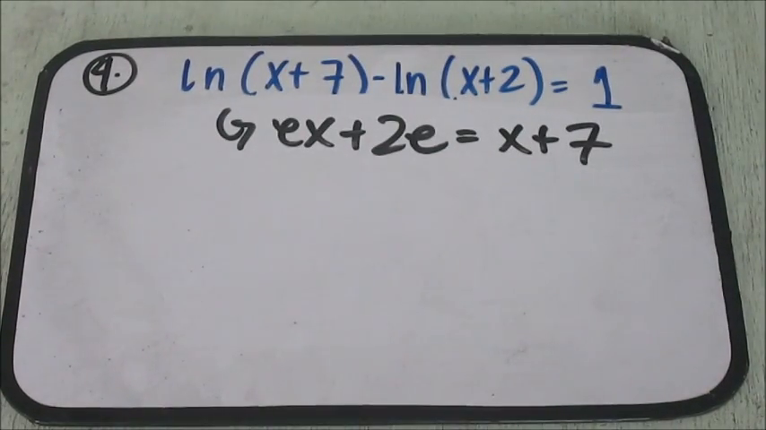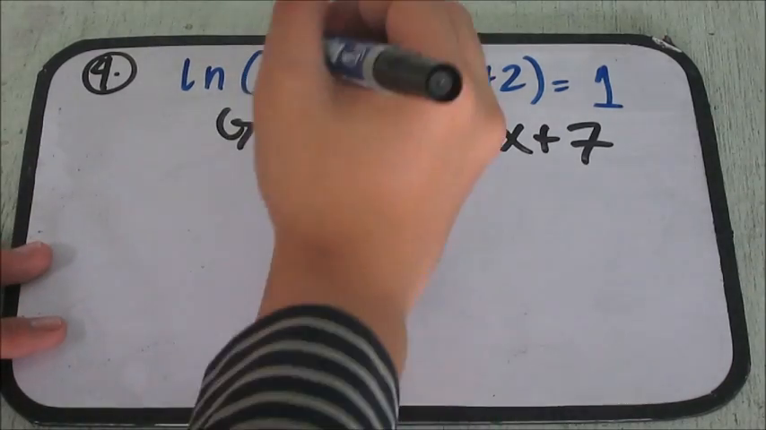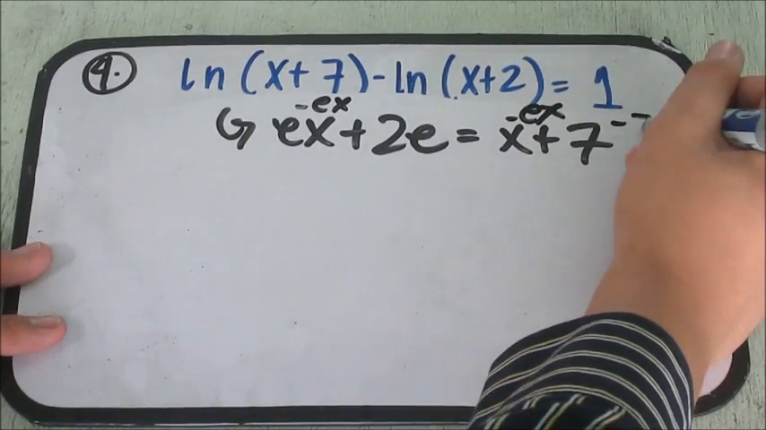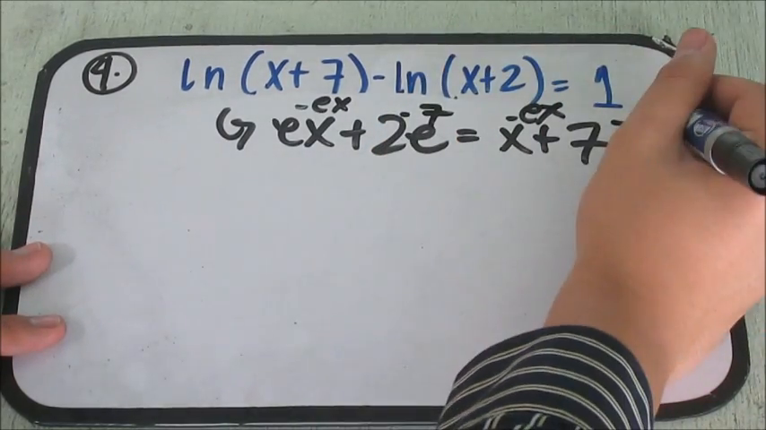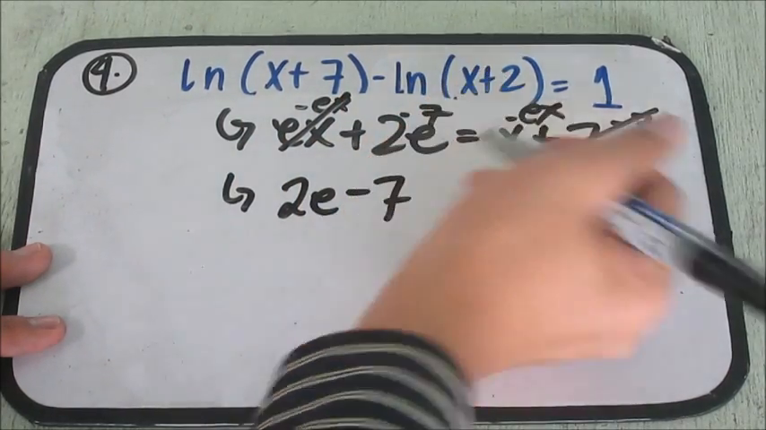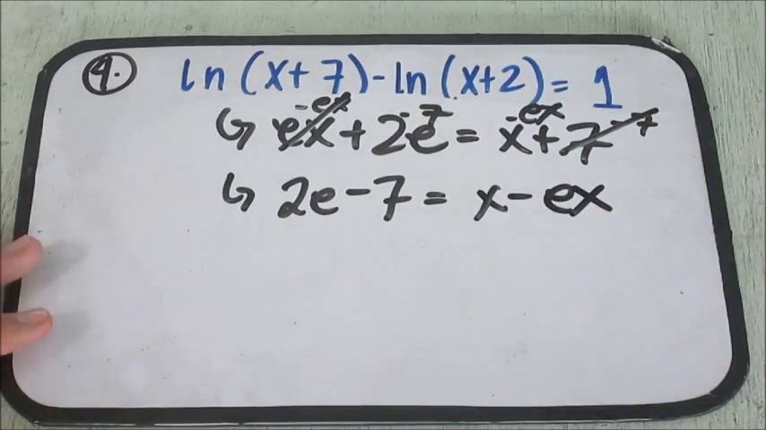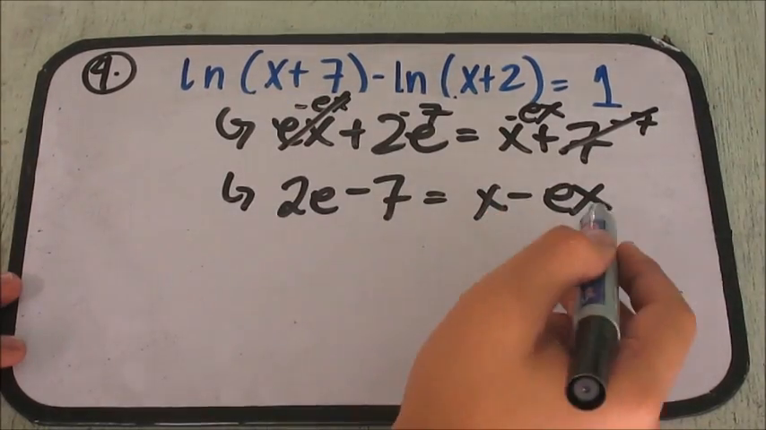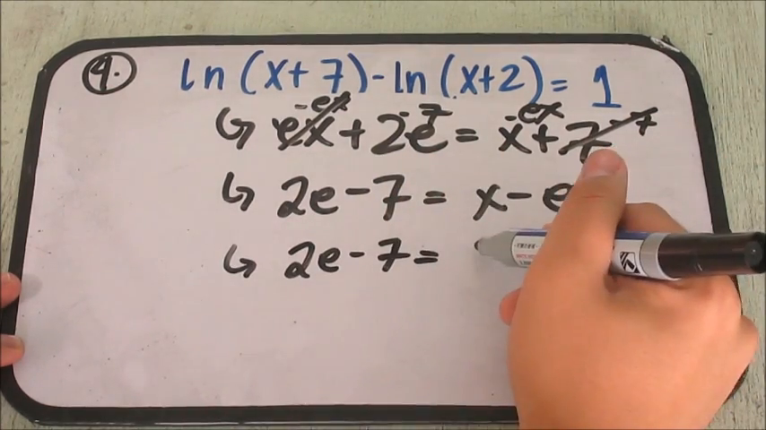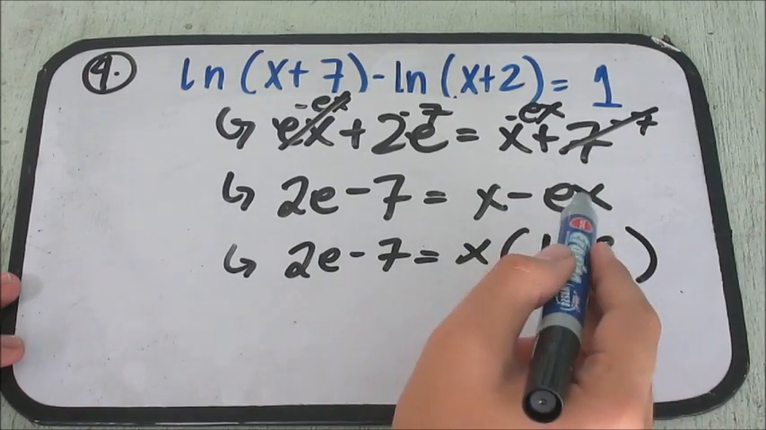So we are going to transpose again to find the value of x. So we will subtract ex to both sides and 7 to both sides. So cancel and then cancel. So it will become 2e minus 7 equals x minus ex. And then we can factor this out.